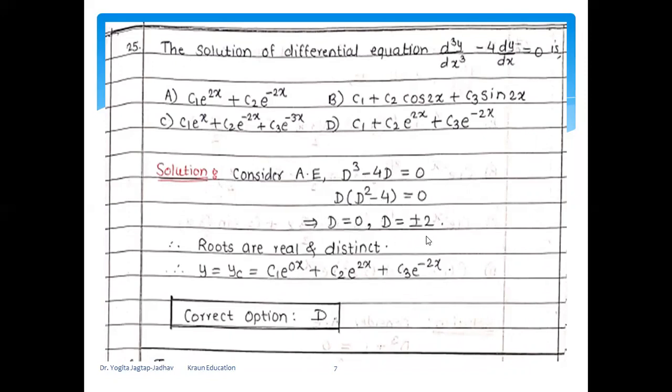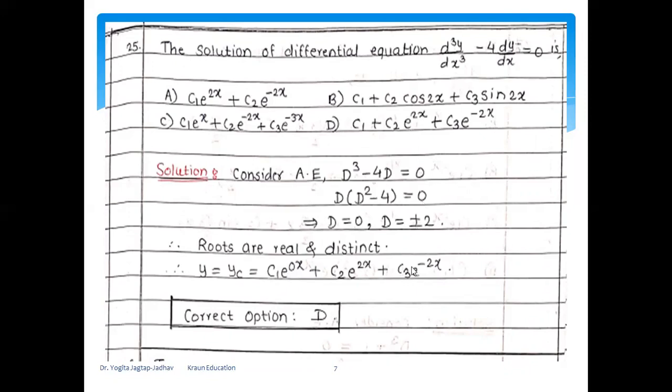Therefore, all 3 roots are real as well as distinct. Therefore, by considering case number 1, we have y equal to c1 e raised to 0x plus c2 e raised to 2x plus c3 e raised to minus 2x. You know, e raised to 0x is 1. Therefore, your correct option is option D, where we have c1 plus c2 e raised to 2x plus c3 e raised to minus 2x.